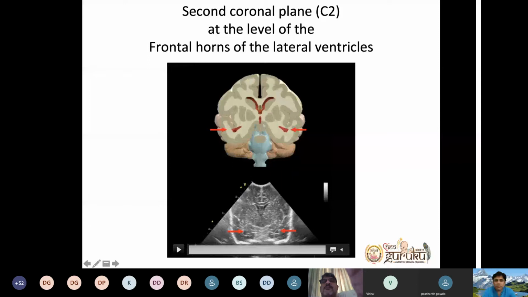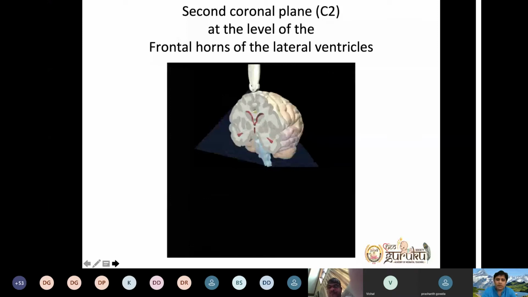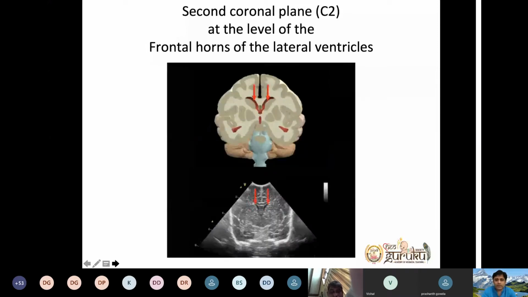Below that, you get fornix. Then you get your thalamus. Then you can see the third ventricular opening through the foramen Monro. Then this is your occipital horn. Clear? So this is the second section where you're cutting across the foramen Monro. Anterior horn, second one, the level of foramen Monro. Clear? So we'll move on to the next section.